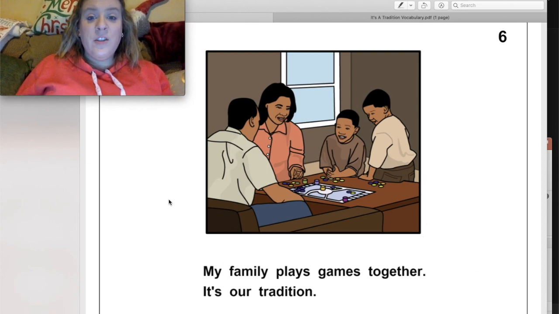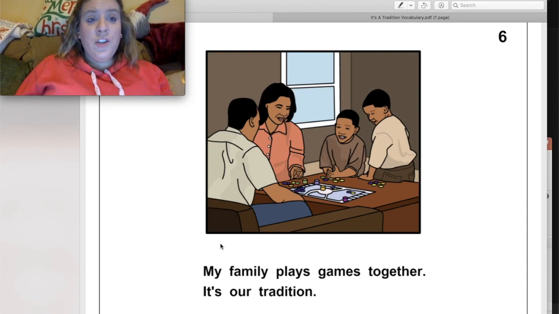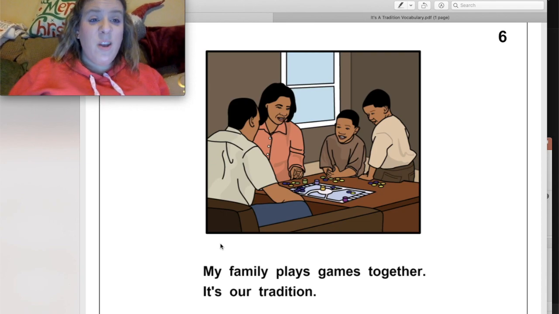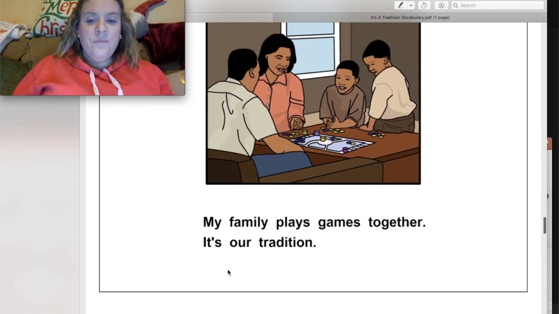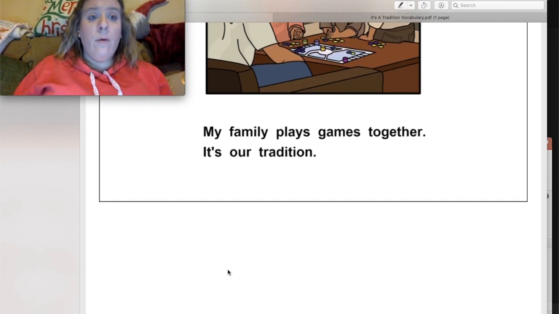It's a nice way to spend time together and have fun. But it's a tradition. Some families do it, some families don't, and that's okay. So playing games is another tradition you might learn about or you might do.